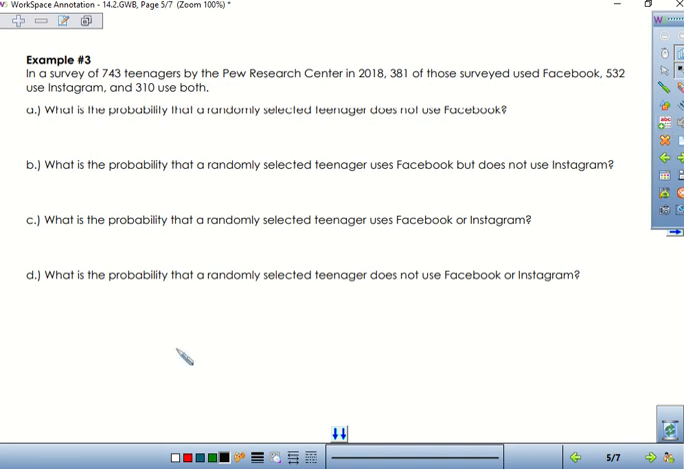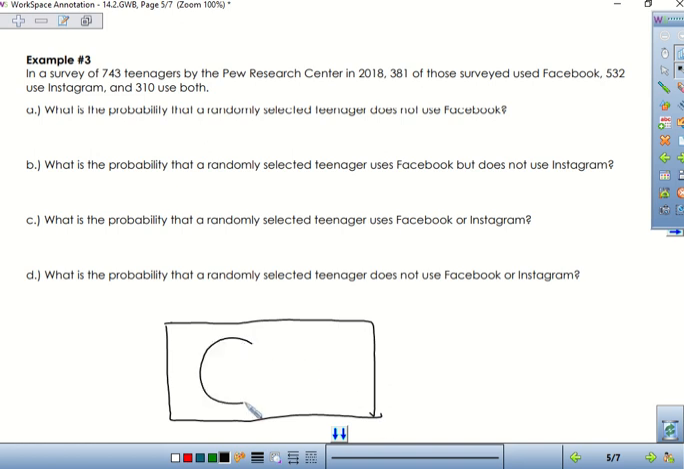So I'm going to quickly draw a Venn diagram, just so you can see where the visuals are coming from. It's not necessary, but it does sometimes help. So this first one is going to be Facebook. The second one is going to be Instagram. First thing we always want to do is count the boths. So where am I going to put the 310? The middle. Good.